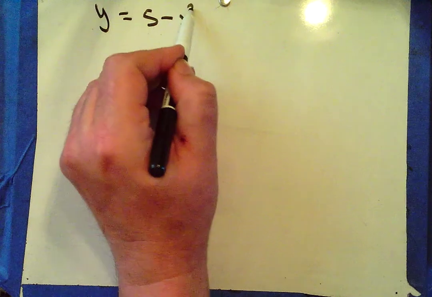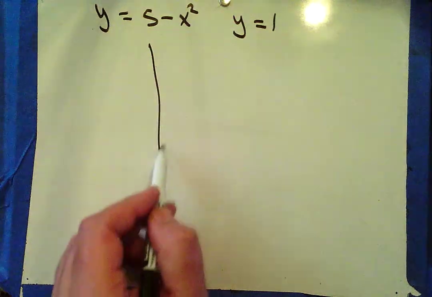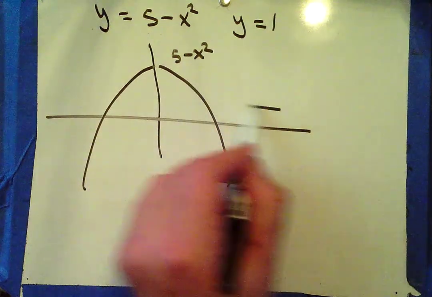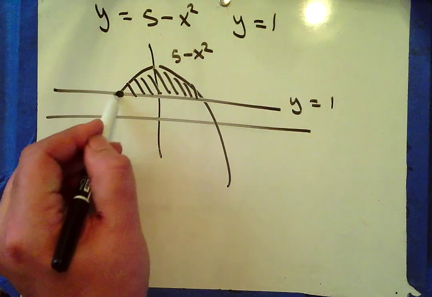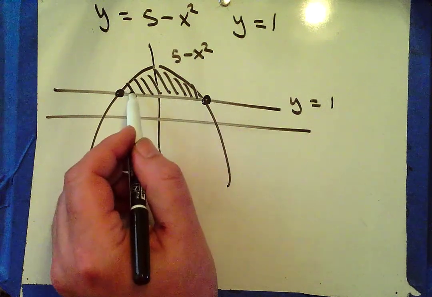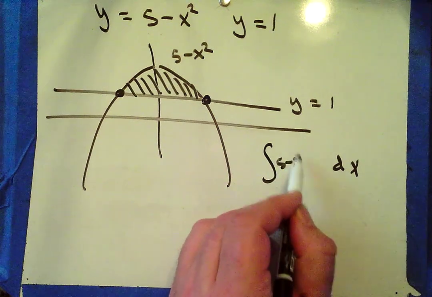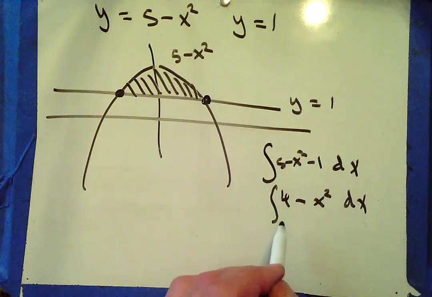17 says the area enclosed by y equals 5 minus x squared and y equals 1. Well, let's think about this graph. Here's 5 minus x squared. Here's y equals 1. And we're thinking about this area. Well, I want to go from here to here. Well, I don't know where these x values are. And that's going to be a problem when I want to integrate top minus bottom, 5 minus x squared minus 1, or 4 minus x squared dx, from where to where.